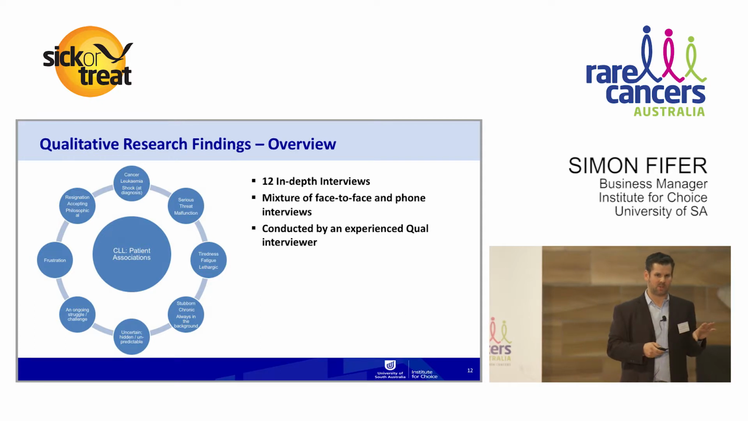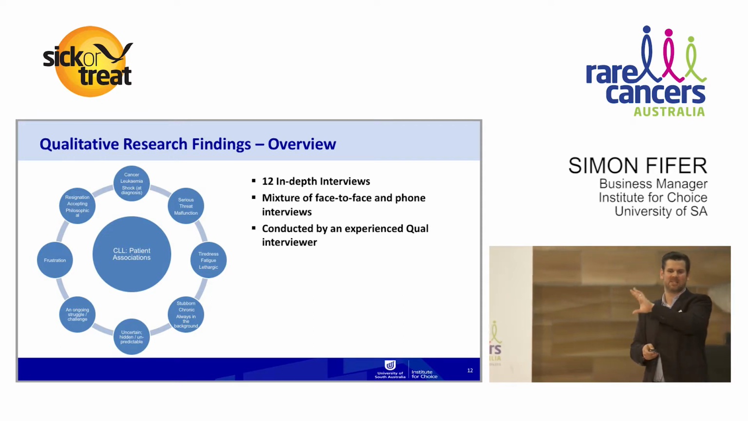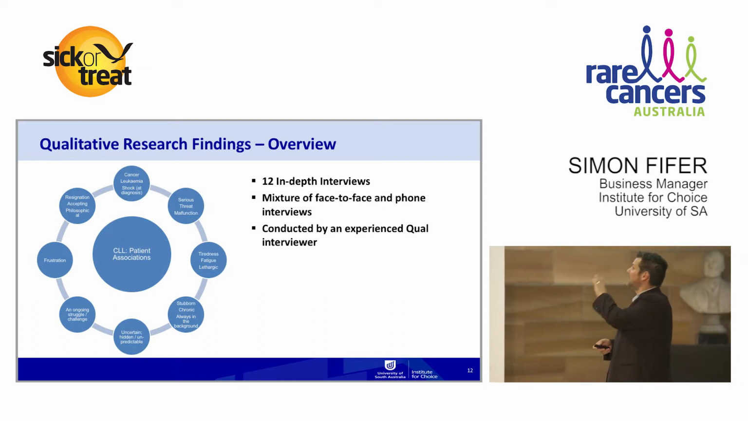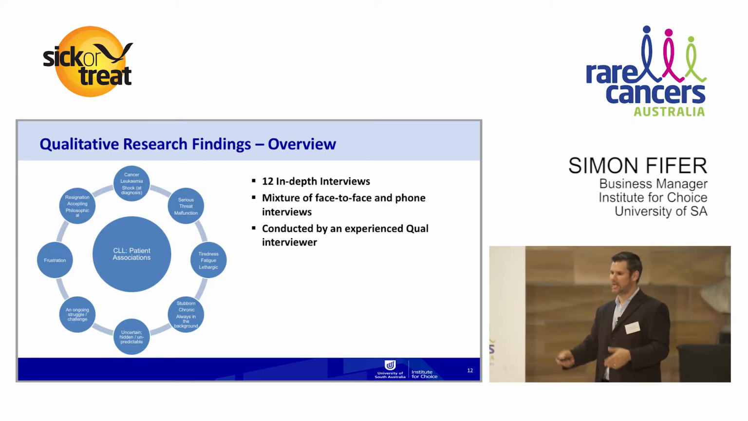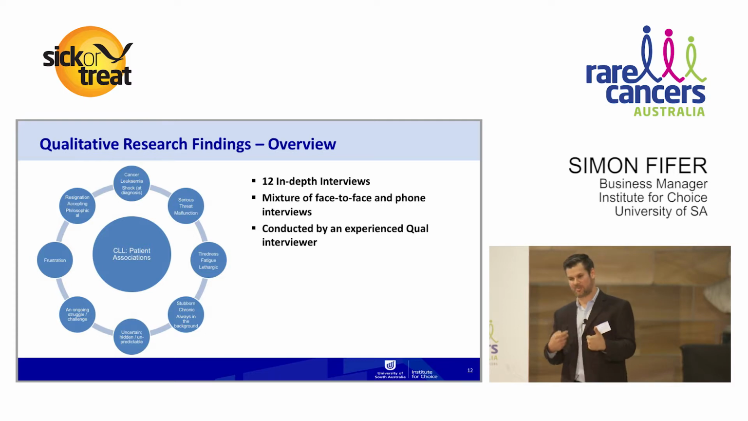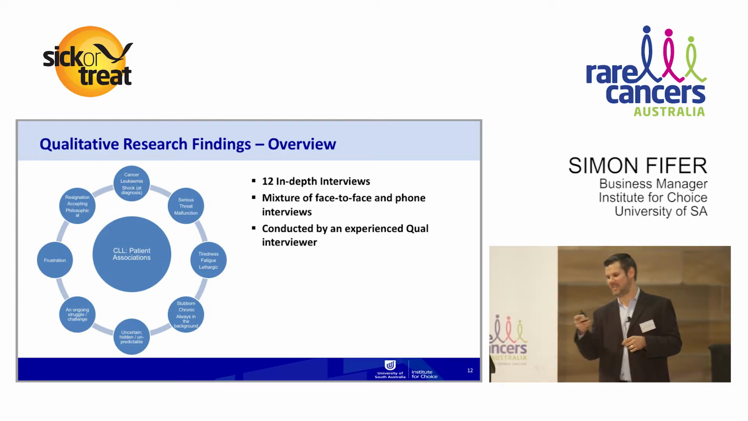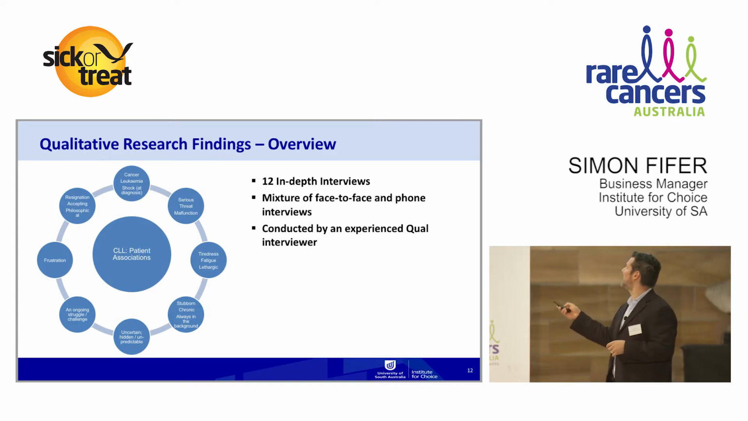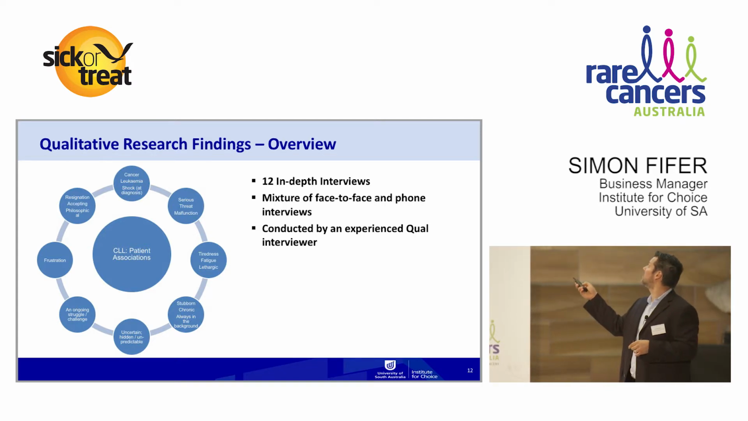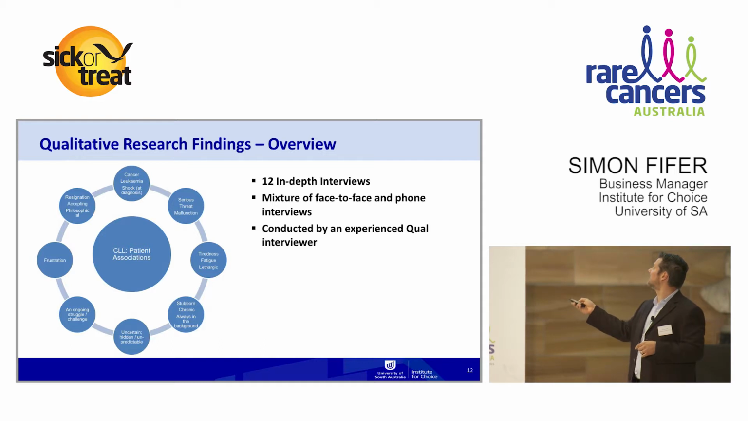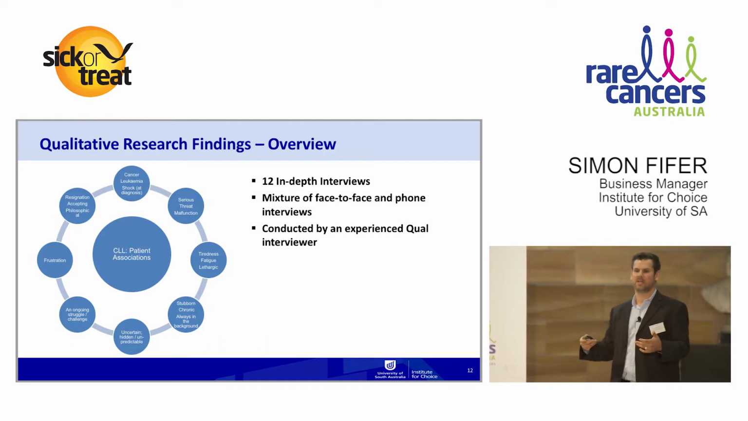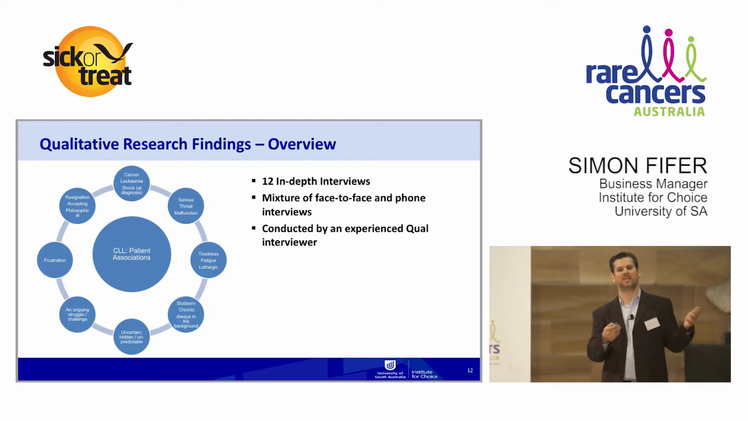Briefly, I'll just touch on some of the qualitative work. So this is some of the slides that came out of that qual work. So we did have 12 in-depth interviews. We did have a mixture of face-to-face and phone, and they were conducted by, I'm not an experienced qual interviewer, but we do work with experienced qual people to do that. And you can see some of the things that are popping up in terms of patient association. So frustration, serious threat, fatigue, uncertainty, unpredictability. These are the things that the patients were telling us coming out from the qual work.